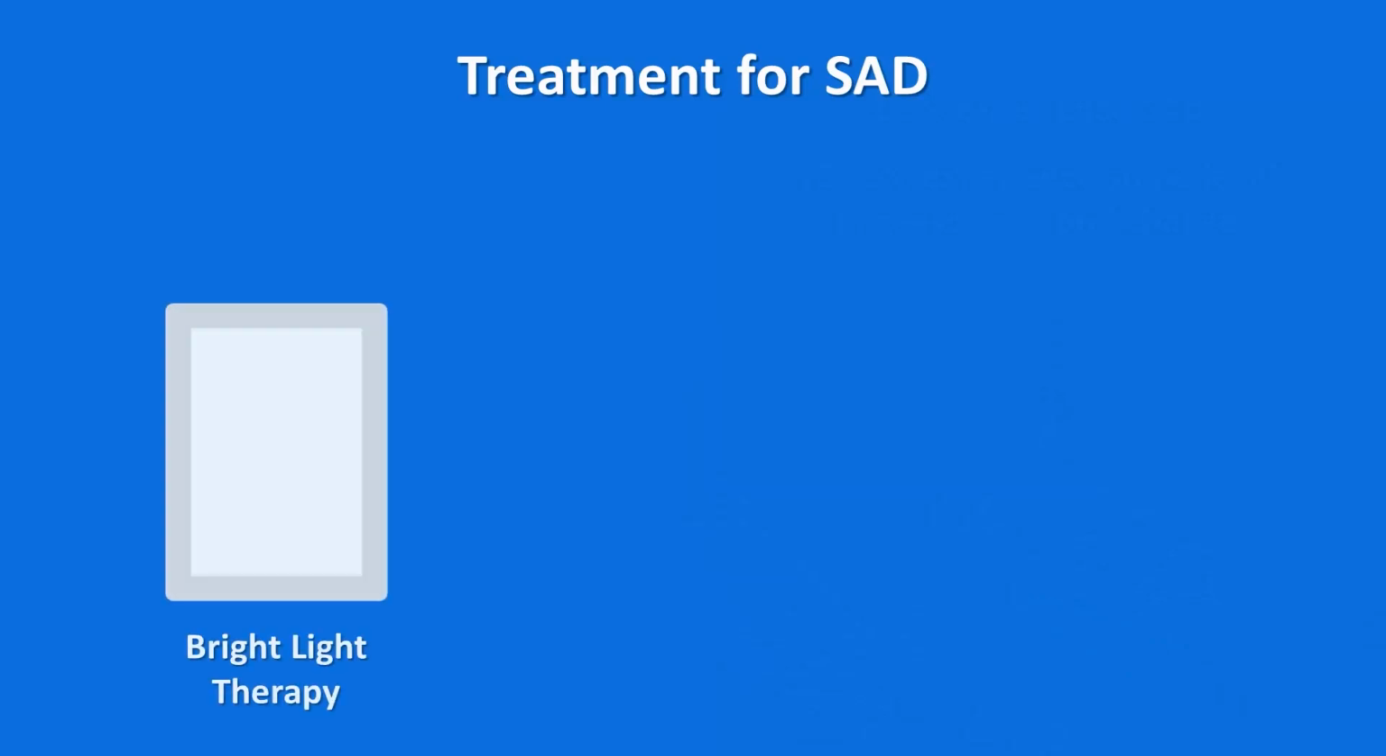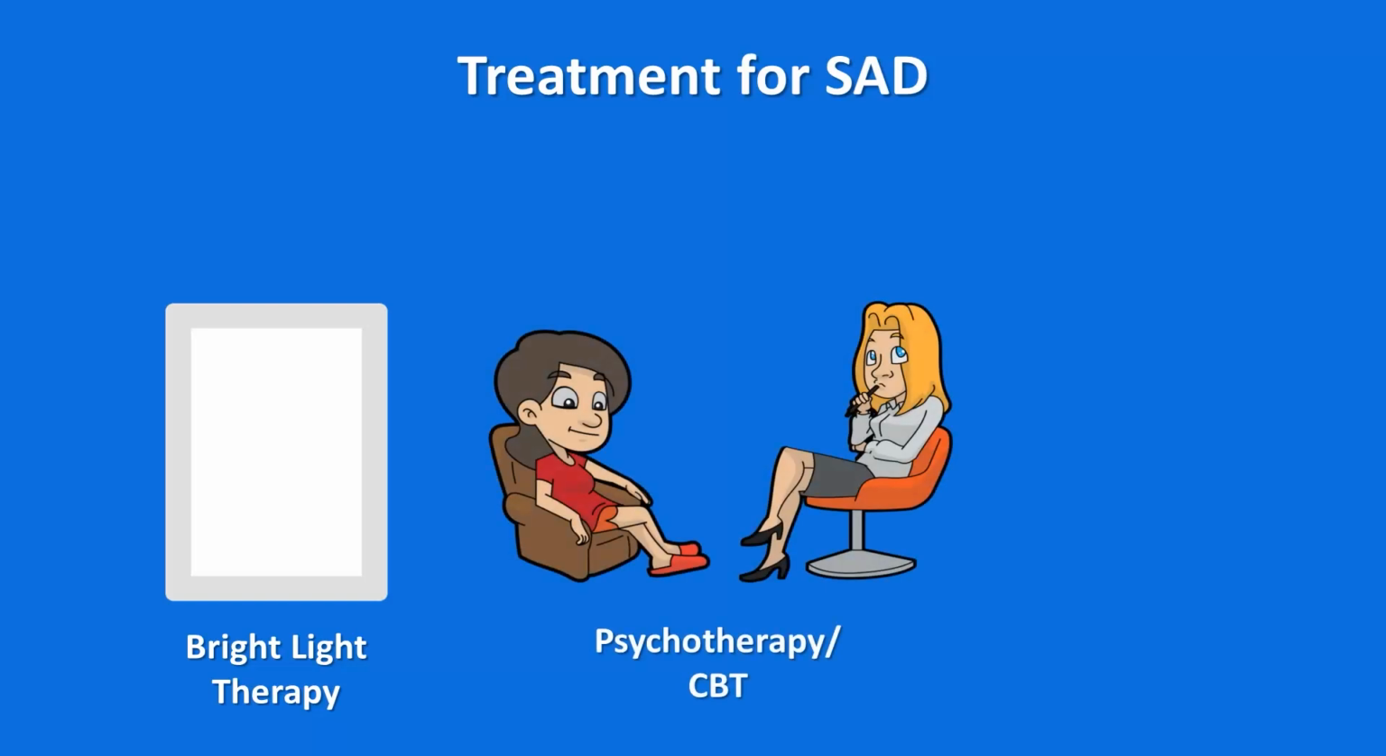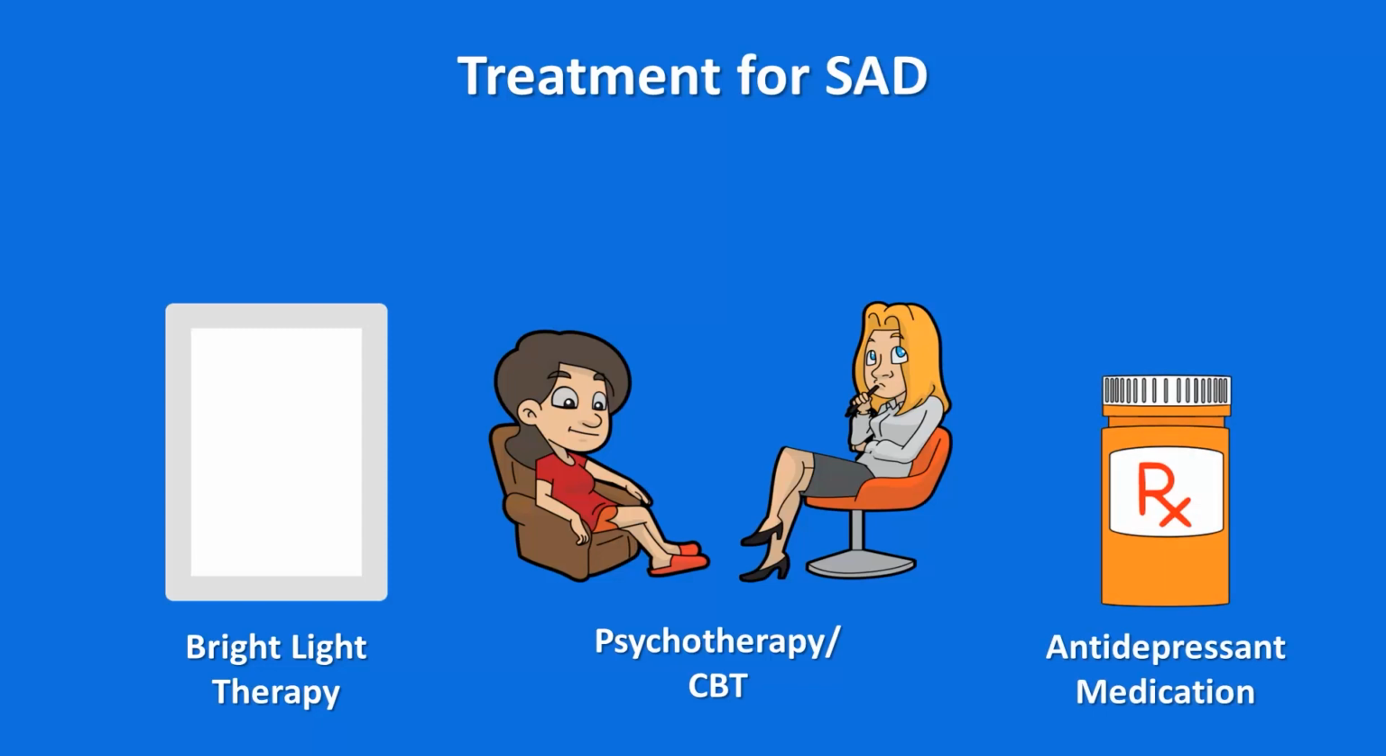So how do we treat seasonal affective disorder? The 3 main treatments are bright light therapy, psychotherapy, generally cognitive behavioral therapy, and antidepressant medications. So which one is better?